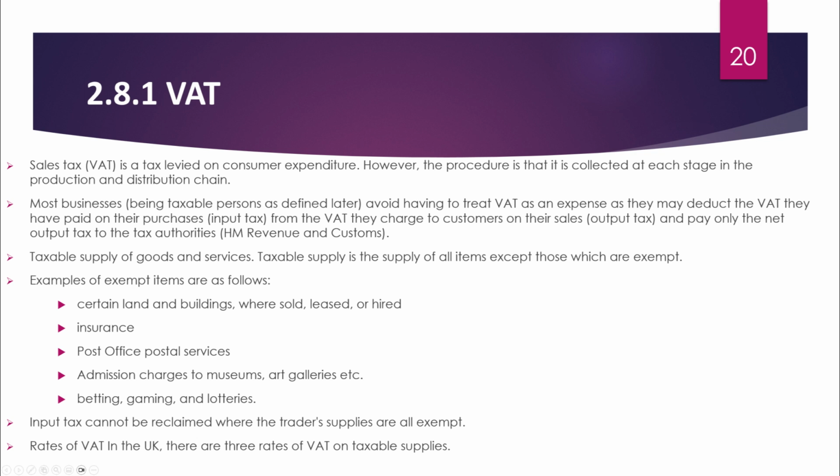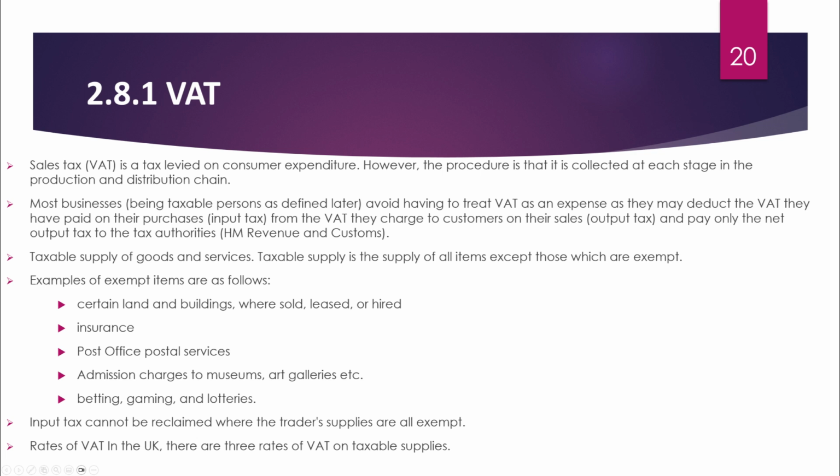Taxable supply of goods and services. Taxable supply is the supply of all items except those which are exempt. Examples of exempt items are as follows. Certain land and buildings, where sold, leased, or hired. Insurance. Post office postal services. Admission charges to museums, art galleries, etc. Betting, gaming, and lotteries. Input tax cannot be reclaimed where the trader's supplies are all exempt.